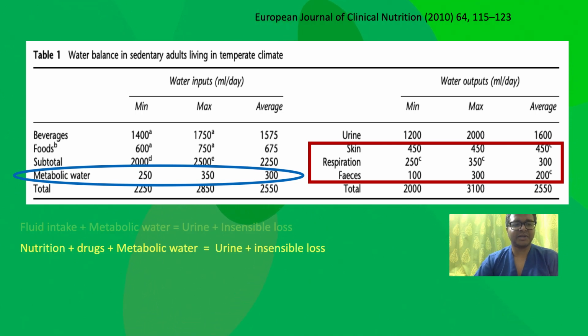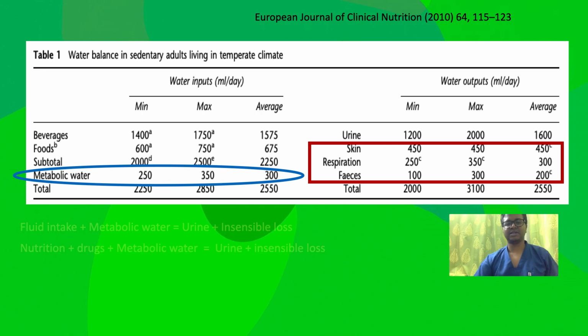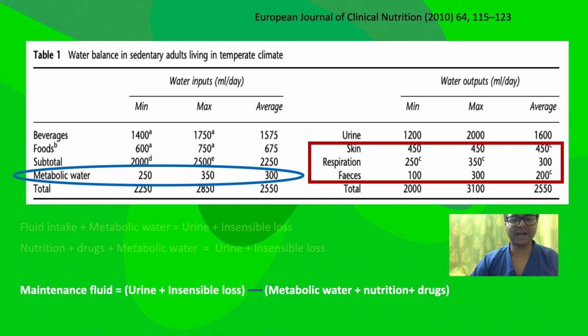In critically ill patients, the intake comprises the nutritional fluid, the drug dilutions, and along with that the metabolic water, which will comprise the total intake. And in most situations, this will match our urine output and insensible loss. If it doesn't, then we need to give something known as maintenance fluid to our patients, where maintenance fluid will be calculated as the difference between the output and the input of fluids in our body.